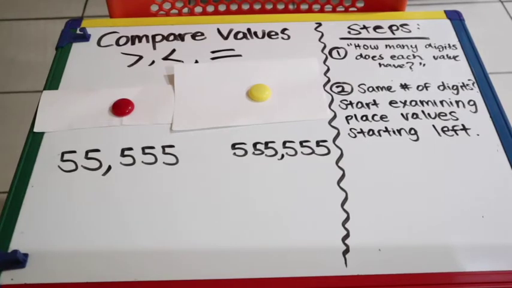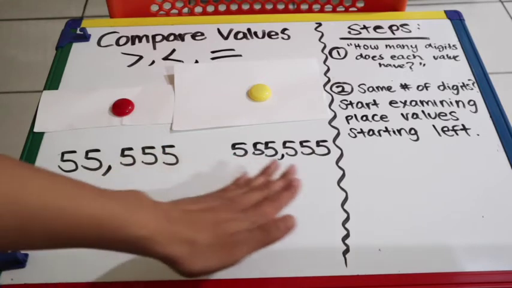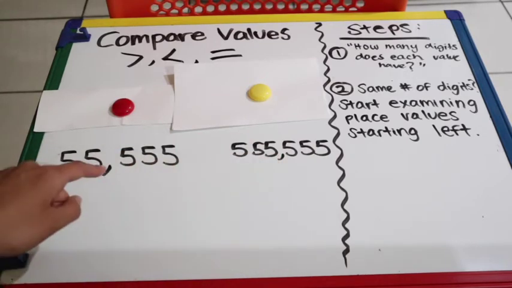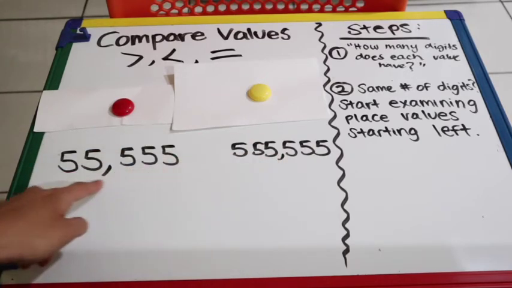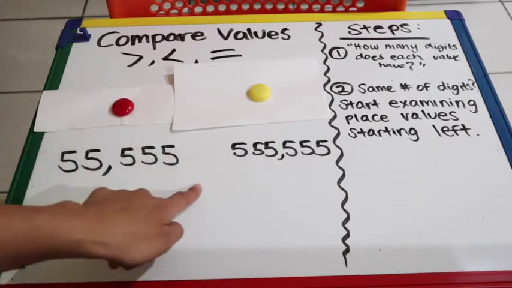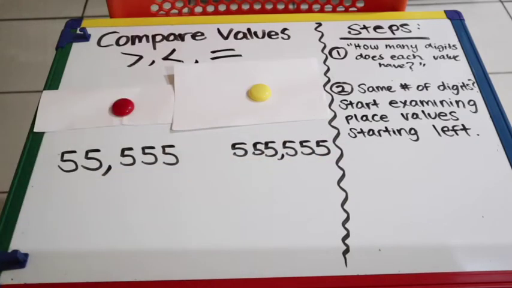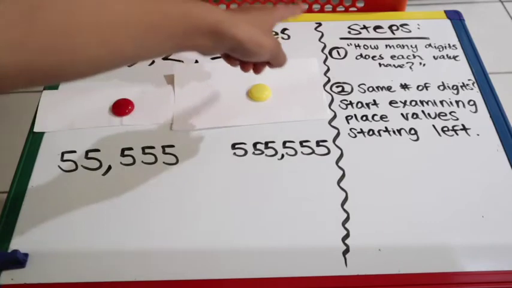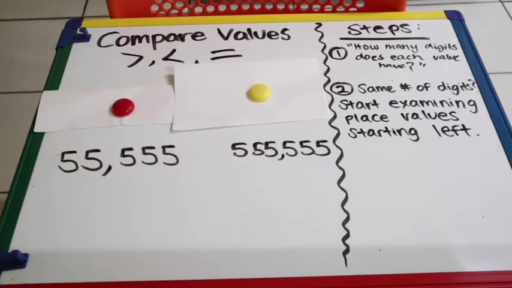Class, this is lesson 1.3 of GoMath. Today we are going to be learning how to compare values, meaning you're going to see two different values and you're going to be able to tell me if the first value is greater than, less than, or equal to the second value. Over here to the right, I have some easy steps for you to follow.